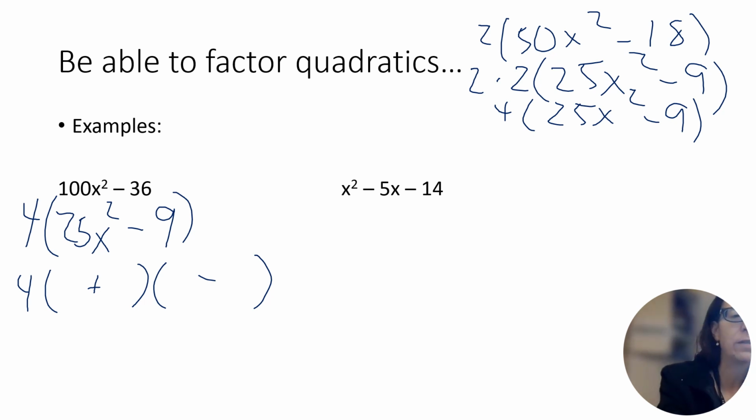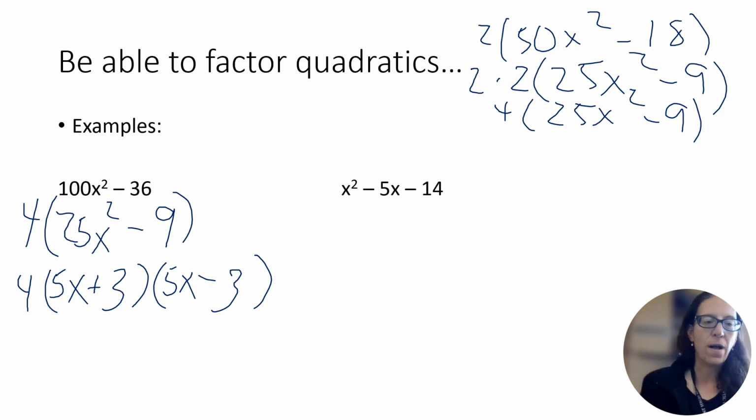So what squared gives me 25? That would be 5. What squared gives me x squared? X. What squared gives me 9? That would be 3. And so the complete factorization on that is 4 times (5x plus 3) times (5x minus 3). And you should do that using the formula. Do not do the area model for that.